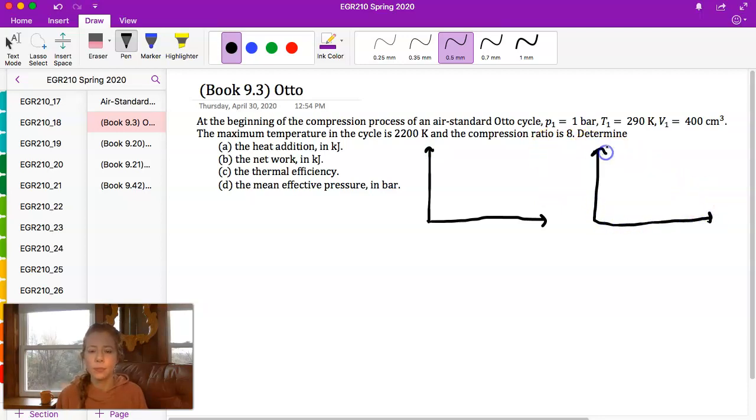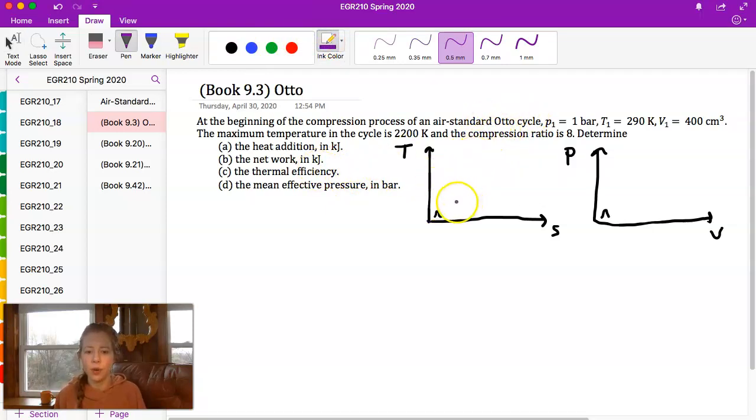Okay, so this is going to be our TS diagram, and over here we're going to have our PV diagram. And remember, we're using air, which is an ideal gas. So I'm going to draw a little teeny tiny vapor dome in the corner to show that we're far off to the right of the vapor dome, to the upper right. And so looking at this, we are going to start at P1 is 1 bar.